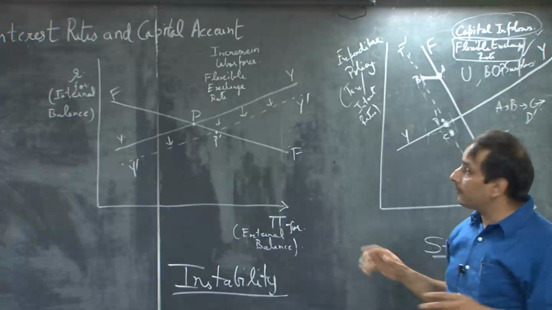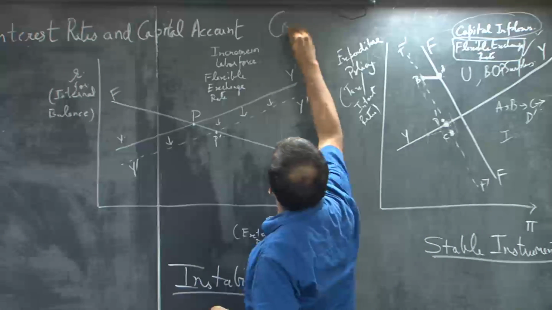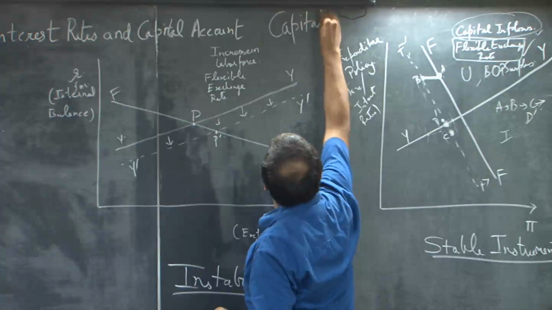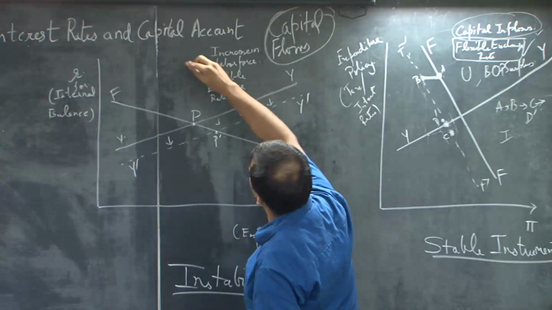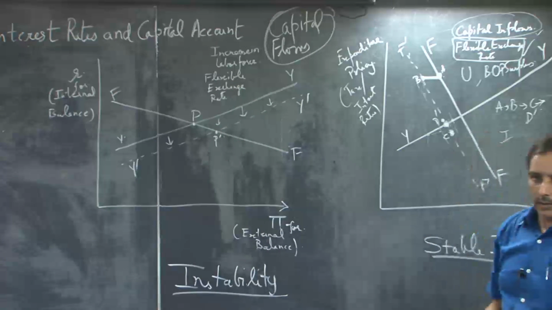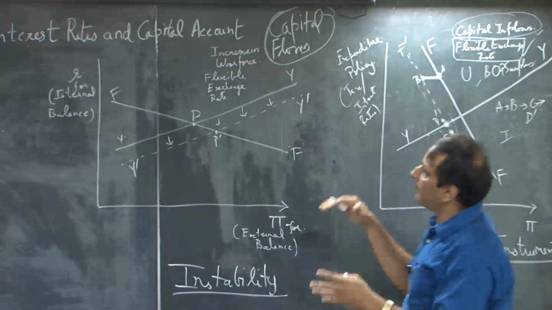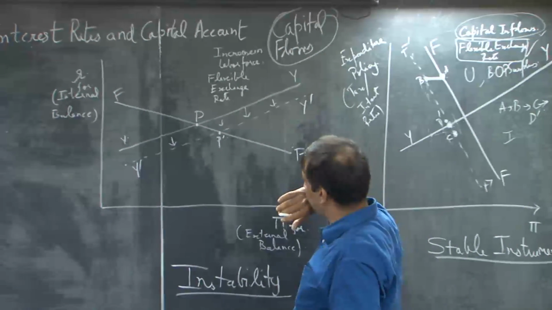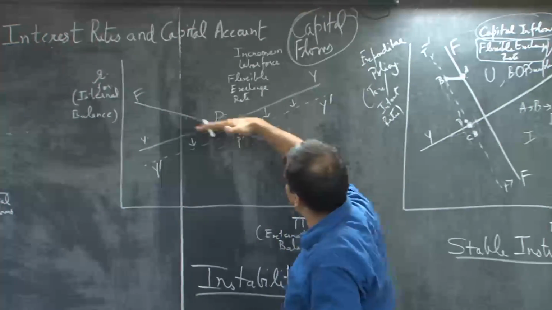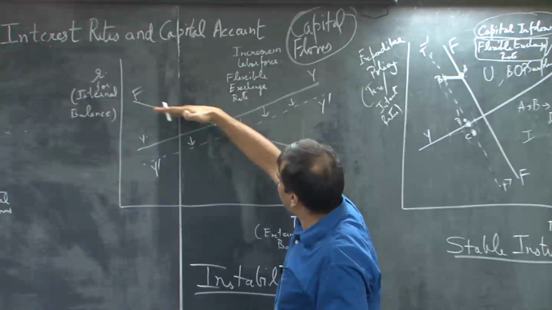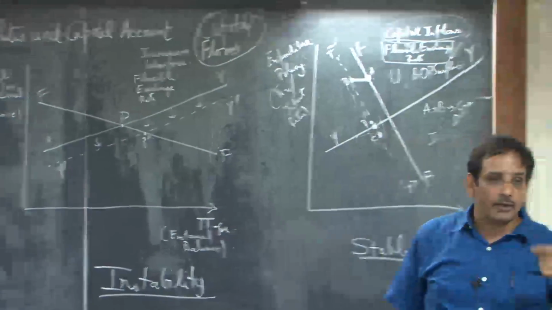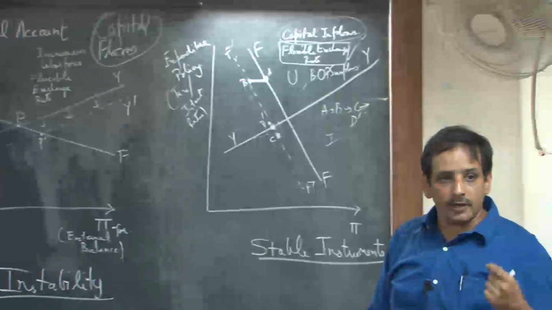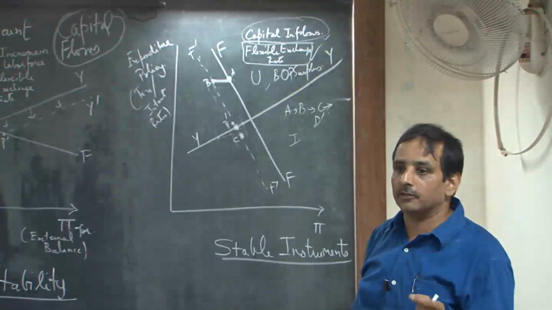So you have capital flows here. So it's the Mundell-Fleming type of framework where you have capital flows. So the FF curve is flatter now because interest rates tend to have an impact on not only absorption but on balance of payments also.